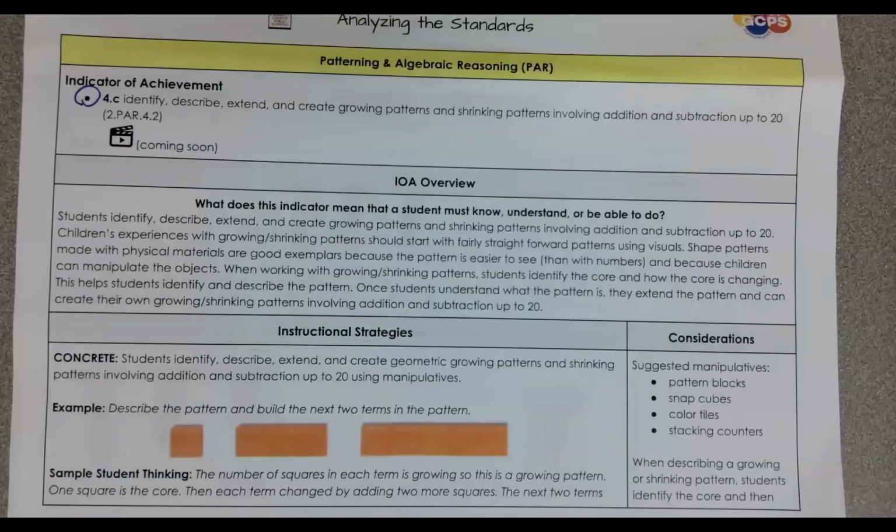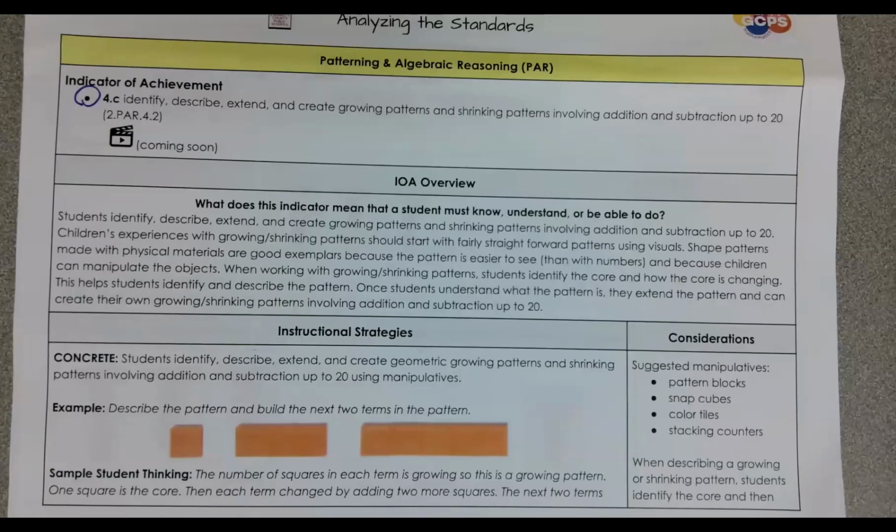The other part of AKS 4 that is new for Unit 6 is IOA 4C. In this IOA, students will identify, describe, extend, and create growing and shrinking patterns involving addition and subtraction within 20.